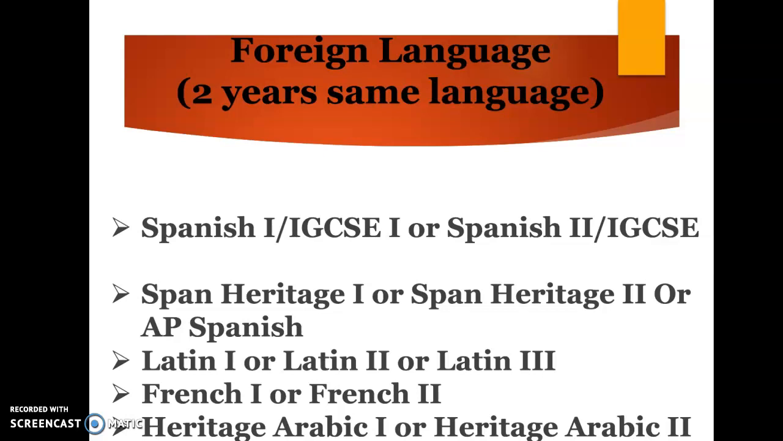If you've already completed your first year of a foreign language, you will pick the second year of that same foreign language, which could be Spanish 2, Spanish 2 IGSE, Spanish 2 Heritage, Latin 2, French 2, Heritage Arabic 2.